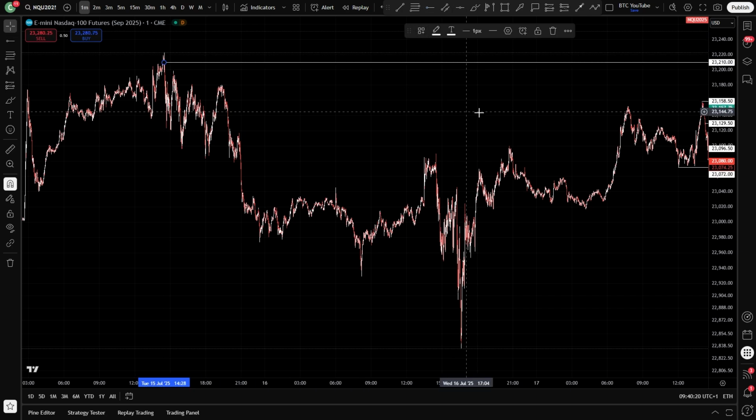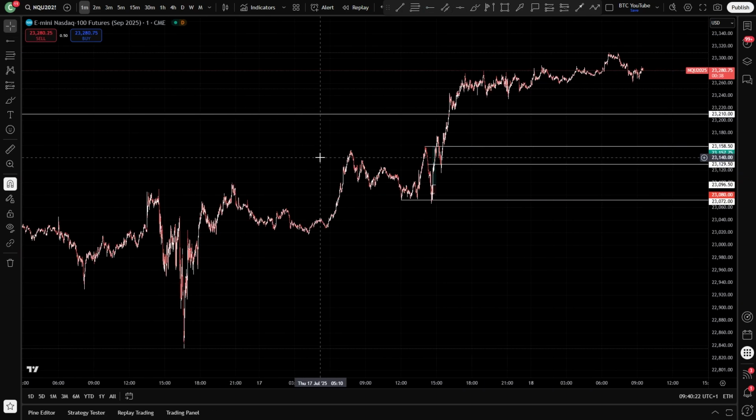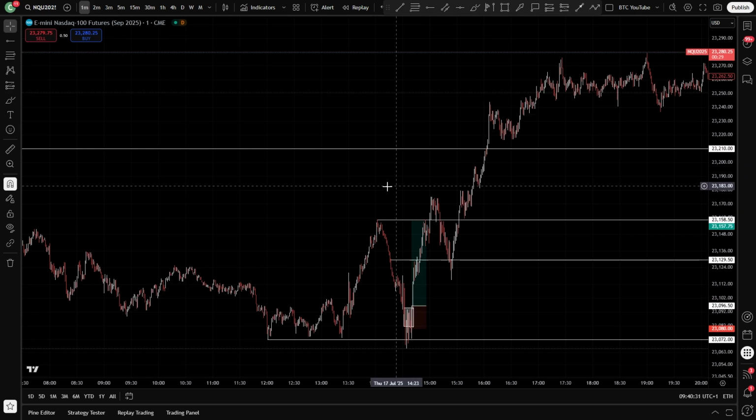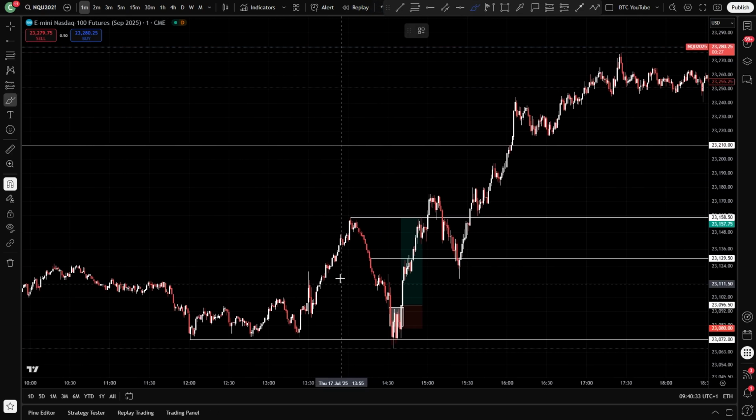You could have had one more runner that would have ran all the way up to this, and that would have worked as well for a big, big gain. But I think 3R was enough for me on this trade. Really, really good trade. Really enjoyed trading this one. And as you can see, it's a pretty textbook example of that V shape that you're looking for.